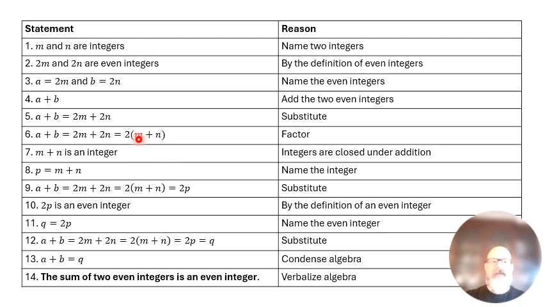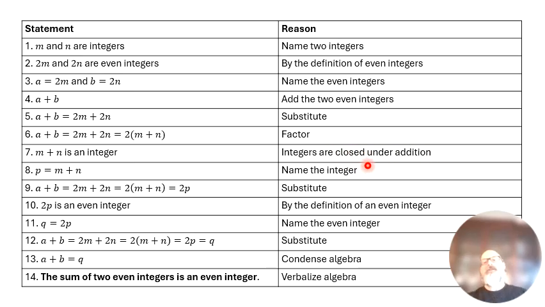Well, what are we going to do next? We're going to say m plus n is an integer. You see right here it says 2 times m plus n. Well, it would be great if it just said like 2p, because then we'd know we have an even number. So what I want to do is deal with this thing right here, m plus n. It's an integer. How do you know it's an integer? Because integers are closed under addition.